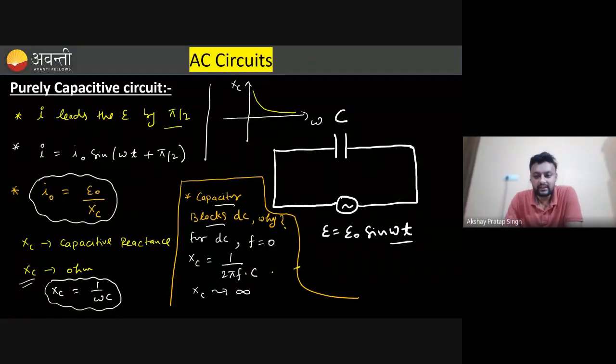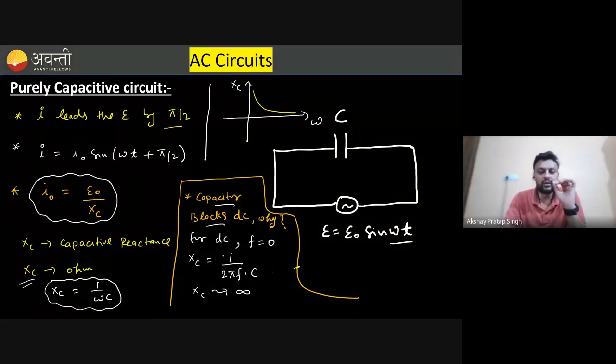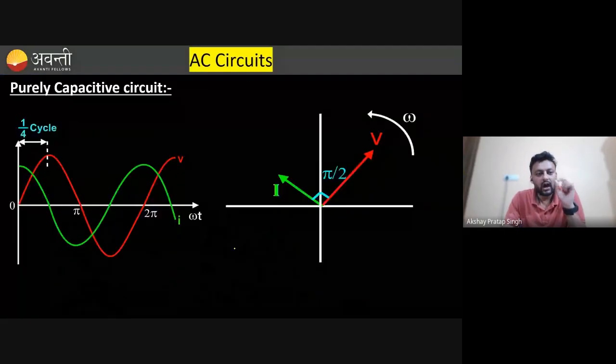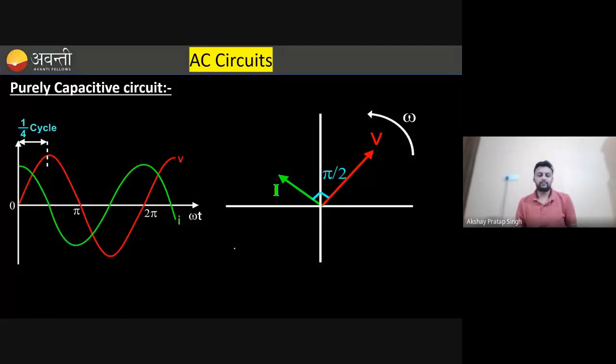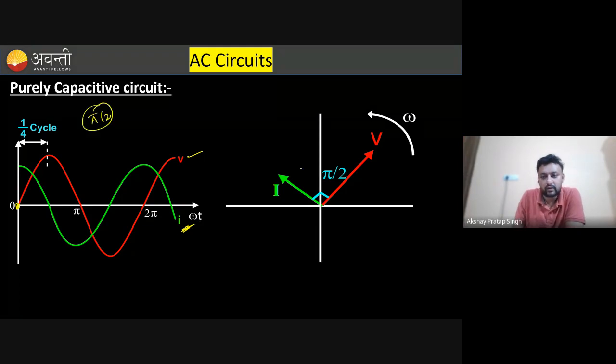Okay. Right now, I think all these things are clear in your mind. Who leads? What is the current? What is XC? What is the formula for XC? What is the graph? Capacitor blocks DC. All these things are clear. Now moving further. How can we draw the waveforms? Here, the red one is voltage, which is starting from the origin, and this is current, which is leading by what? Pi by 2.